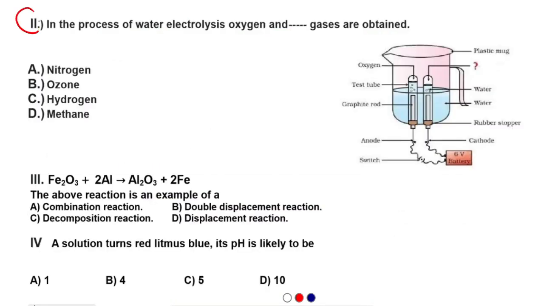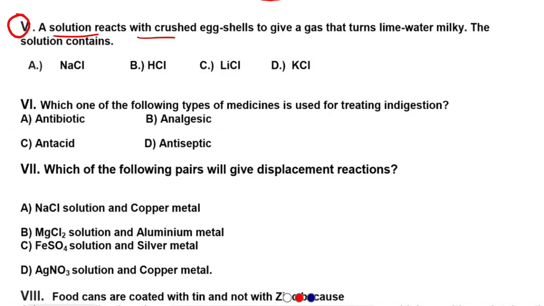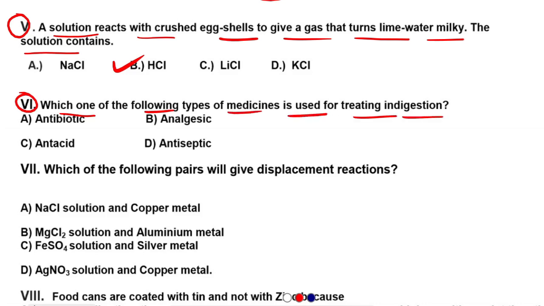Displacement reaction. Second, in the process of water electrolysis, oxygen and dash gases are obtained: hydrogen. Next, the above reaction is an example of displacement reaction. Next, a solution turns red litmus blue, its pH is likely to be N. Next, a solution reacts with crushed egg shells to give a gas that turns lime water milky. The solution contains. Next, which one of the following types of medicine is used for treating indigestion?